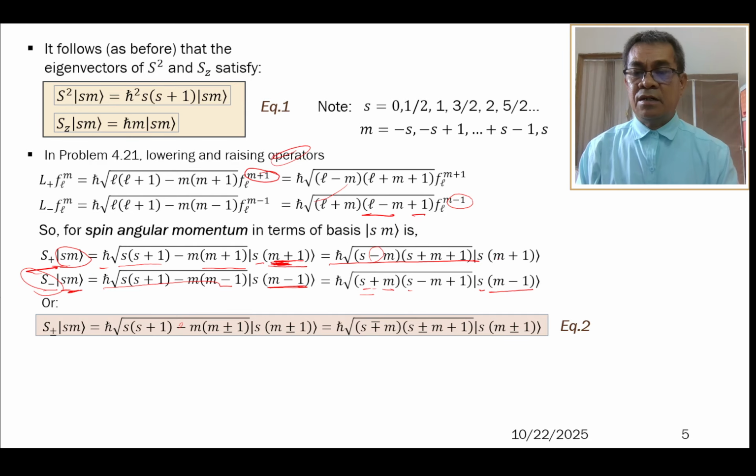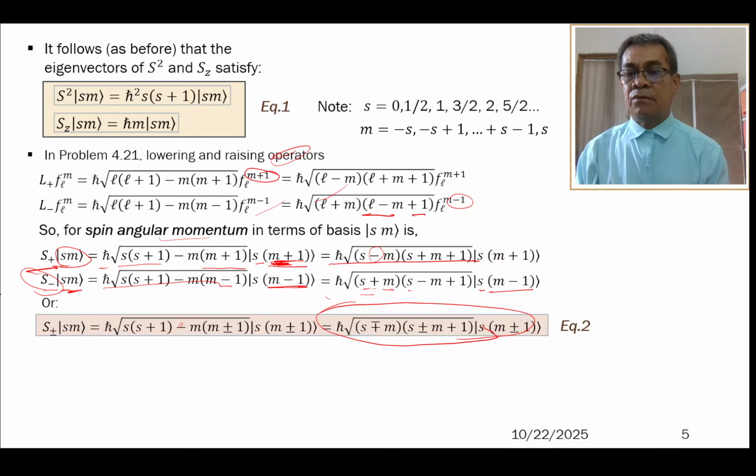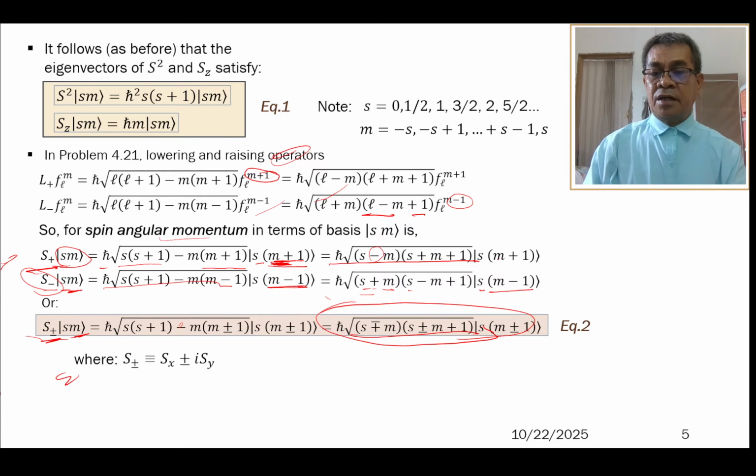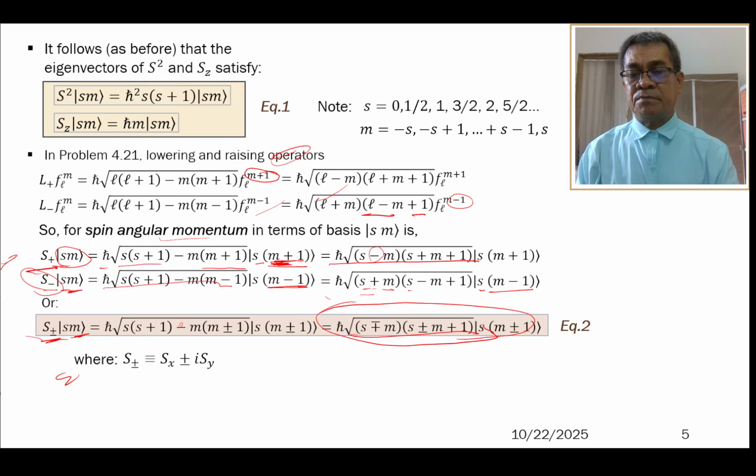So therefore, the combination of the two, the lowering or raising operator, will result to this value. So therefore, we are now aware that we have this result if we apply a raising and lowering operator on a state vector. And it depends upon the value of S and M. Okay? So take note that the lowering and raising operator is equivalent to Sx plus or minus i Sy.